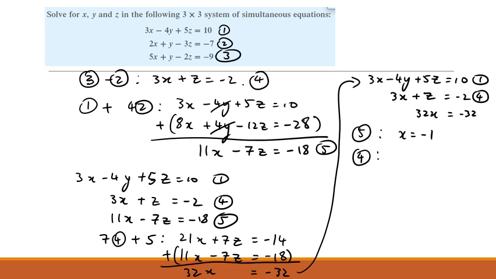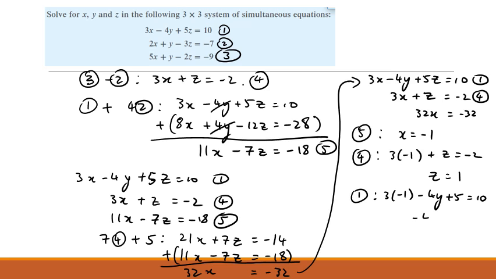Plug this into the fourth equation. We have 3 times -1 plus z equals -2. That means z is equal to 1. Putting this back in the original, you have 3 times -1 minus 4y plus 5 equals 10. So then that's -4y plus 2 equals 10. So that's an 8. So y is equal to -2. So then x is equal to -1, y equals -2, and z equals 1.